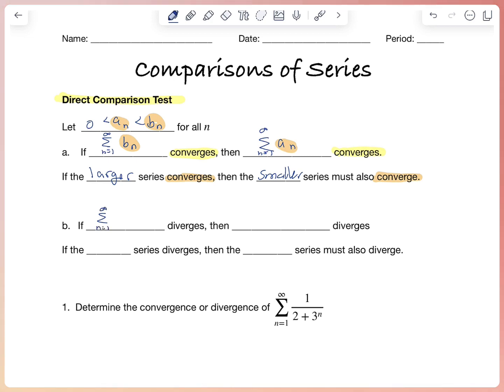Now, if the summation of n equals 1 to infinity of a sub n diverges, so if you choose a divergent series, then you can conclude that the summation of n equals 1 to infinity of b sub n diverges. So in this case, you're going to again choose a series, but this time you're going to choose a series that diverges, and that's going to be our a sub n. So that's the one you choose. And if that series diverges, the given series, b sub n, will also diverge. So if the small series diverges, then by direct comparison, the larger series must also diverge.